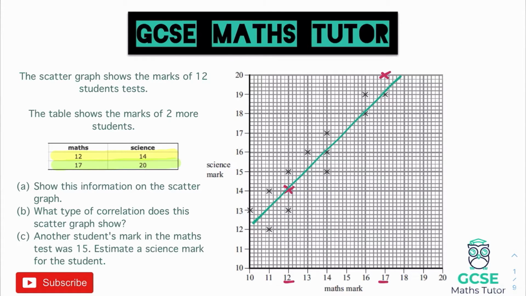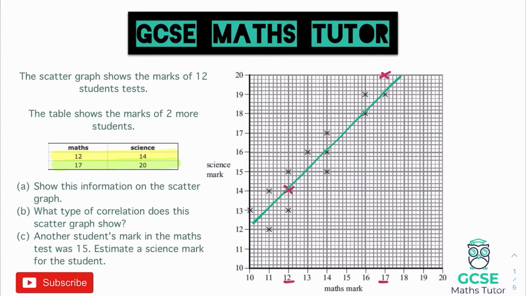And it says, what type of correlation does this scatter graph show? Now there are three types of correlation really. We have a positive correlation, we have a negative correlation, and our third one would be no correlation. And it's quite unlikely that you'd be asked a question on a no correlation scatter graph, as there's not really much that you can do with them. But we will be focusing only on positive and negative correlations in this video.